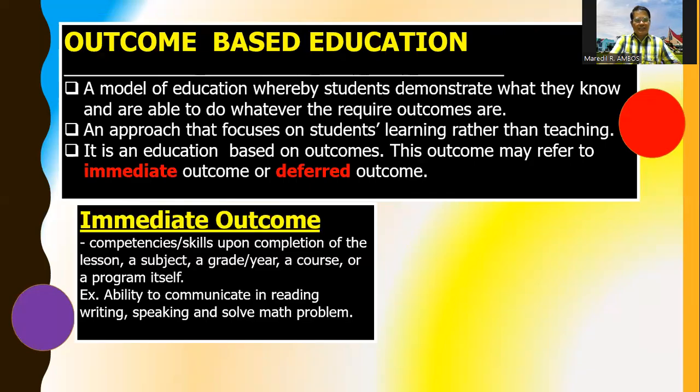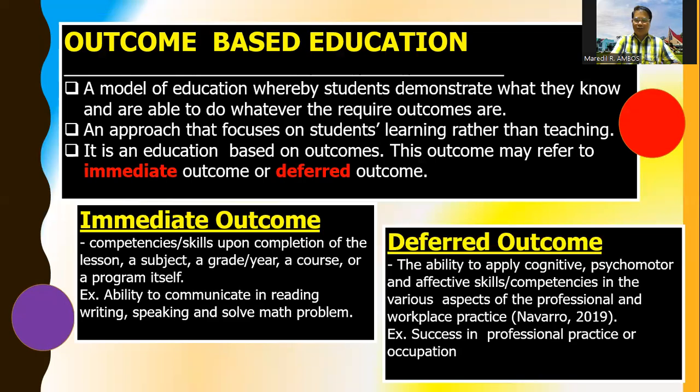Let's discuss what is immediate outcome. When we say immediate outcome, these are competencies or skills upon completion of the lesson or a subject, a grade, a year, a course, or a program itself. An example of this is the ability to communicate in reading, writing, speaking, and solving math problems.